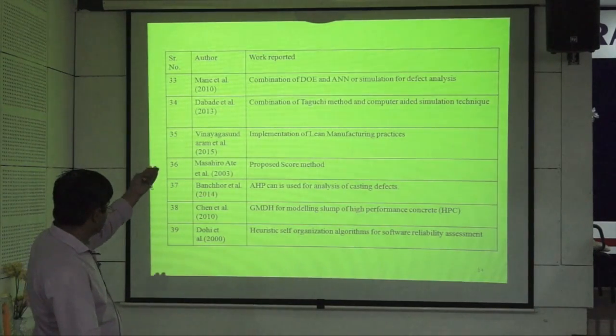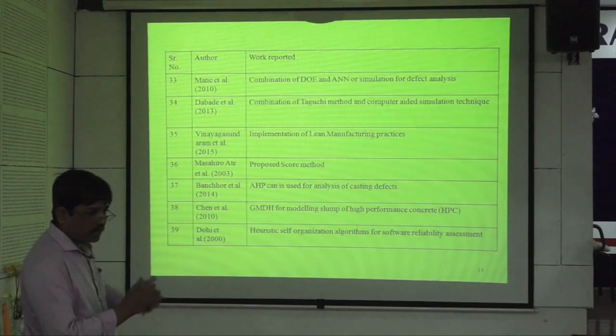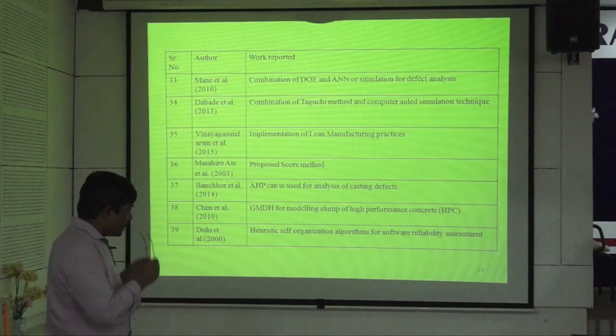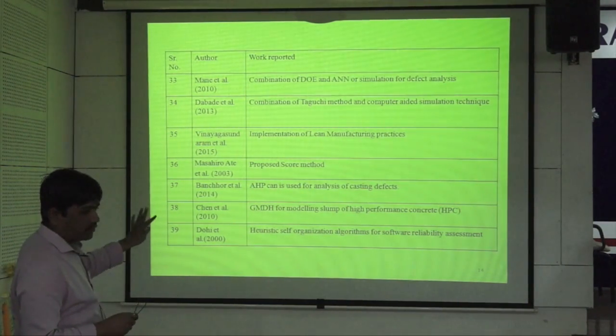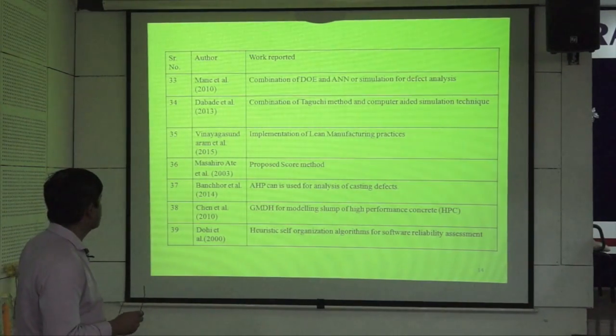So like the first one, DOE, they are combining the two methodologies in order to get the advantage of the benefits of both the methods. Now, as far as the literature is concerned, I have gone through many papers, but these are the few papers which I am using for representation purposes.